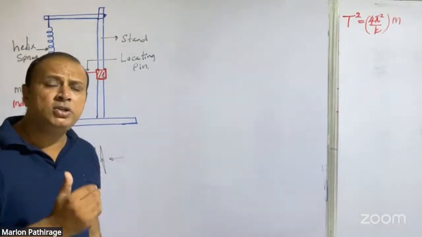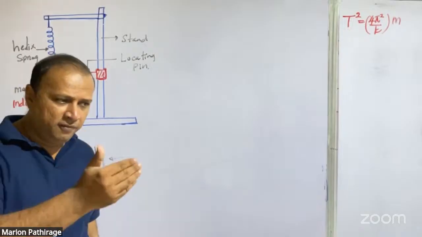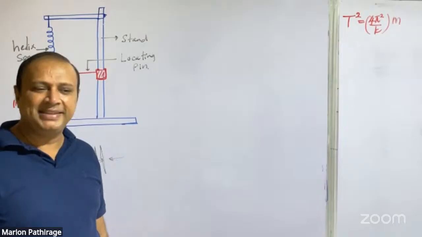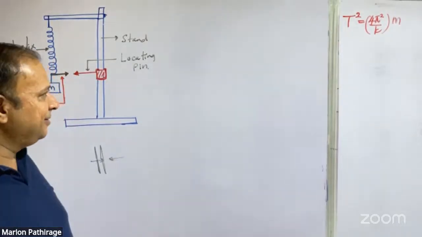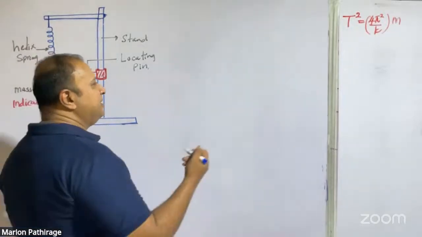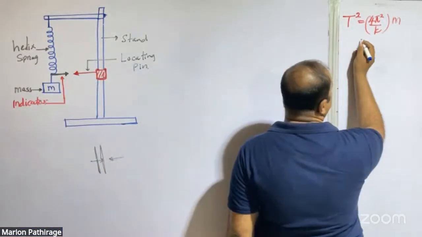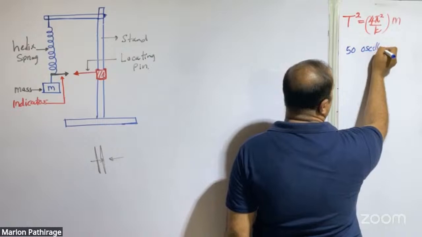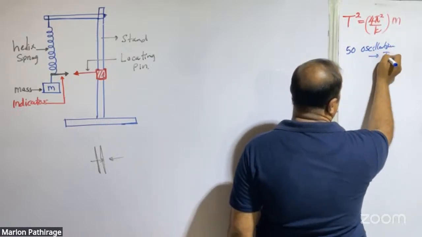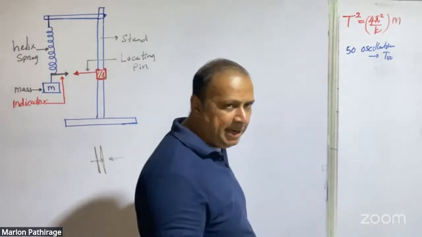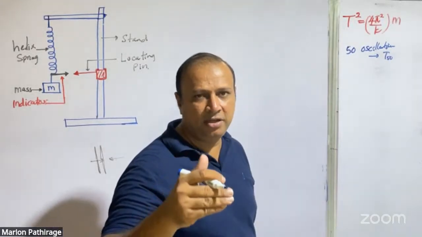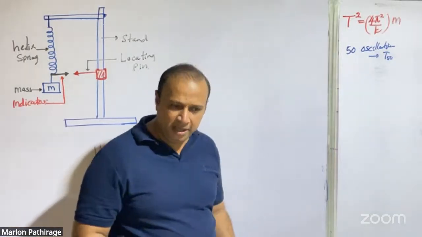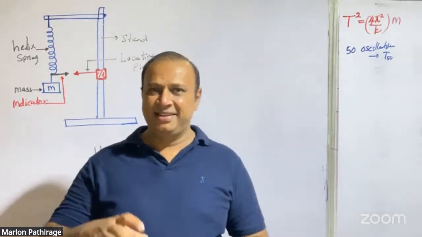Then we are going to measure the time taken for 50 or 30 oscillations. If the time is taken for 50 oscillations, then the time taken for one oscillation can be determined by dividing that value by 50. Is that clear?